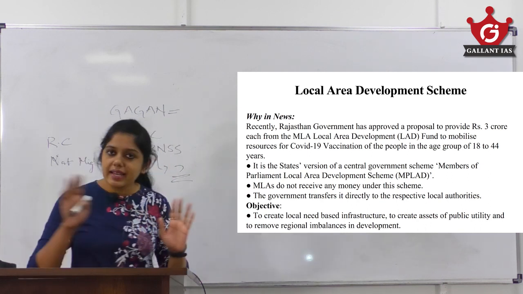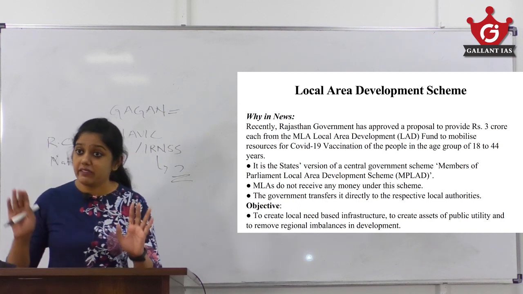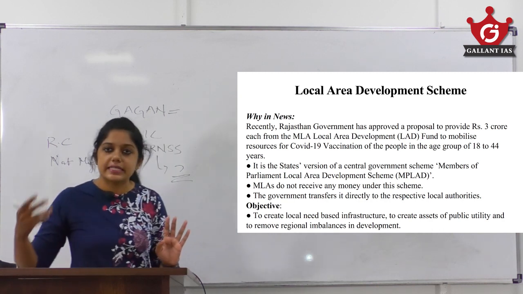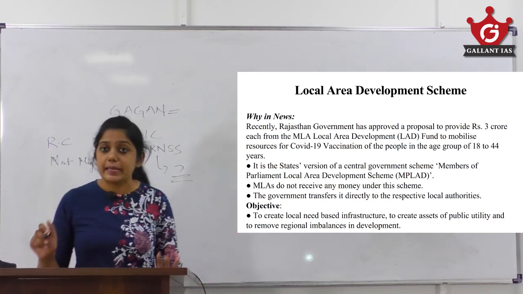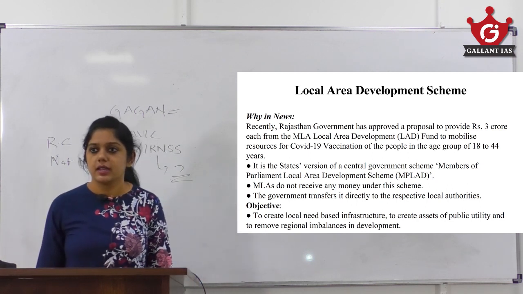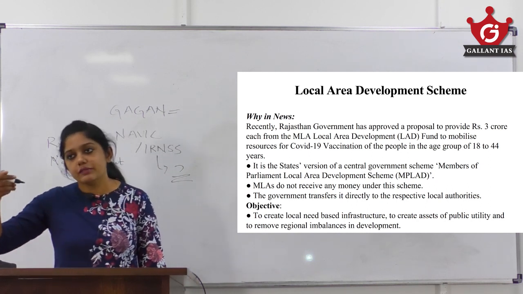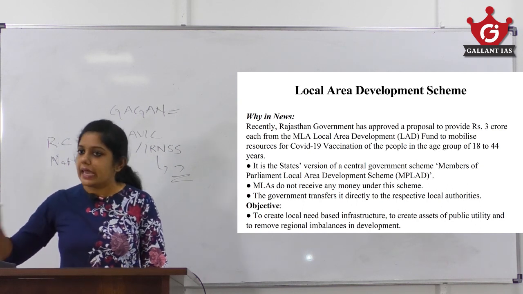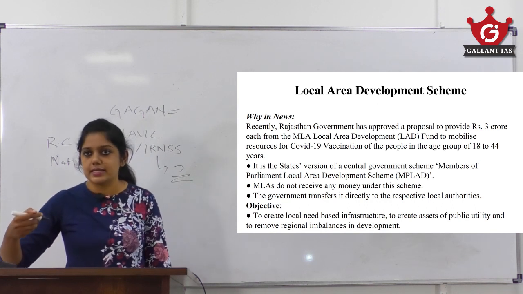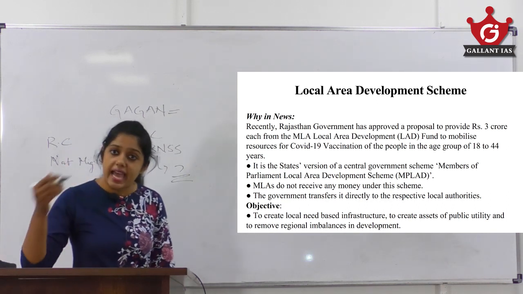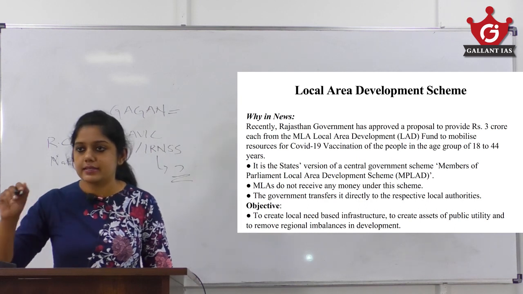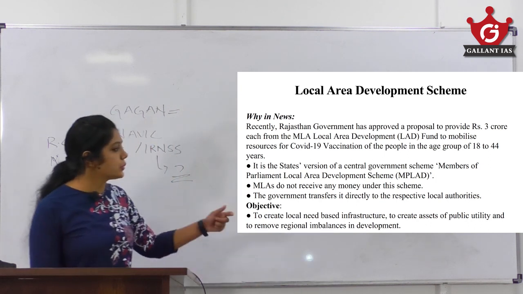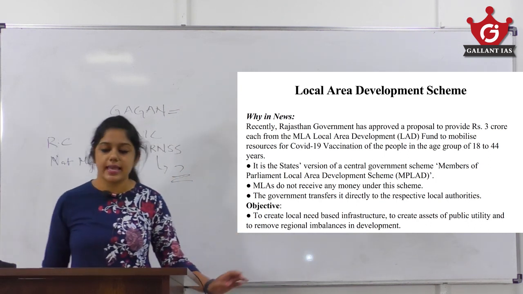So here, MLAs don't receive any funds directly. Very, very important. MLAs don't receive any funds directly. The government transfers it directly to the local authorities. Very important, statement-wise questions can be expected. They will give you that the MLAs receive the fund and they will transmit it to the respective local authorities. Is it correct? No. The MLAs don't receive it at first instance. It is received by the local authorities directly. If that kind of statement is there, that statement is true. So, objective: to create local need-based infrastructure, to create assets, to remove regional imbalances, etc.